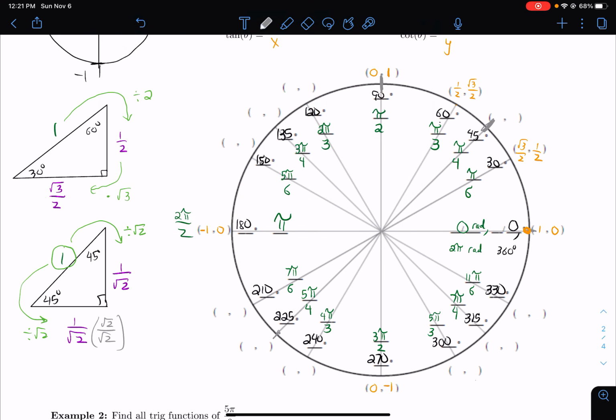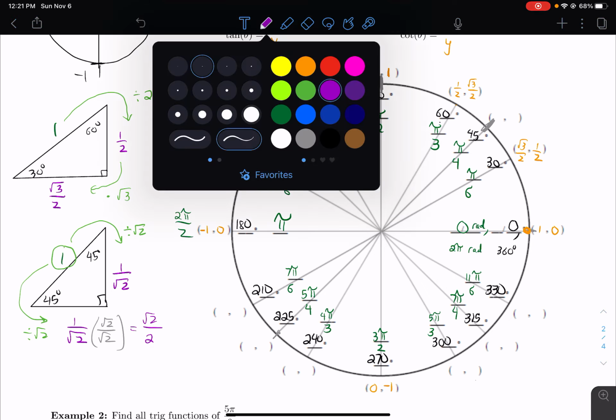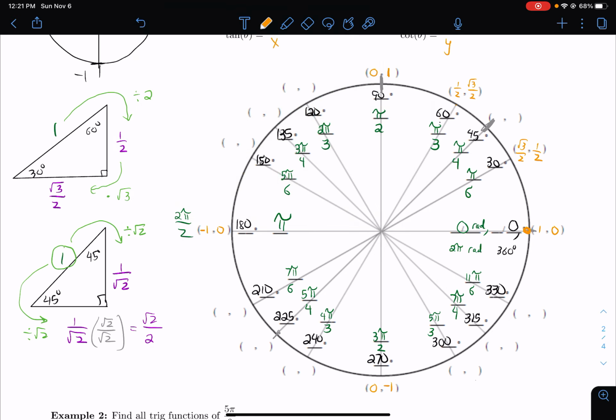On the numerator, 1 times √2 is √2. On the bottom, √2 times itself is 2. That's commonly how we'll see that written. So both the x-coordinate and the y-coordinate are the same. They are both √2/2. Same for the y, √2/2. Nice, and at this point we have all the coordinates in this first quadrant labeled.